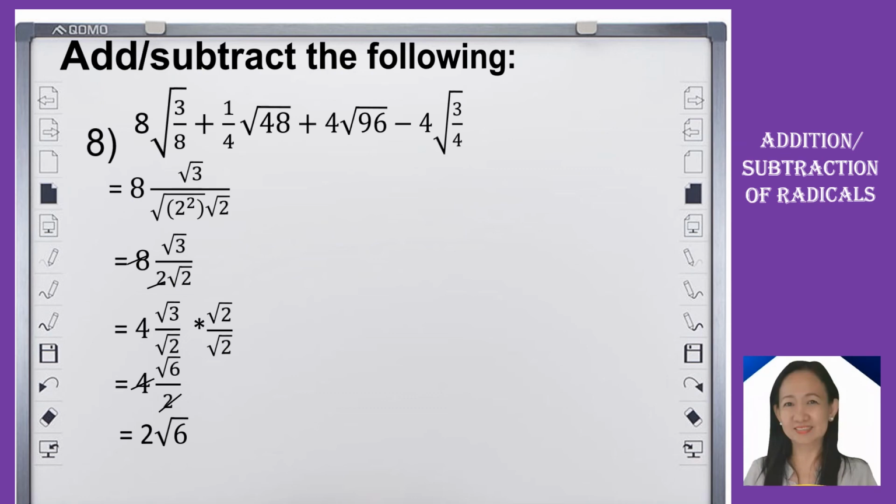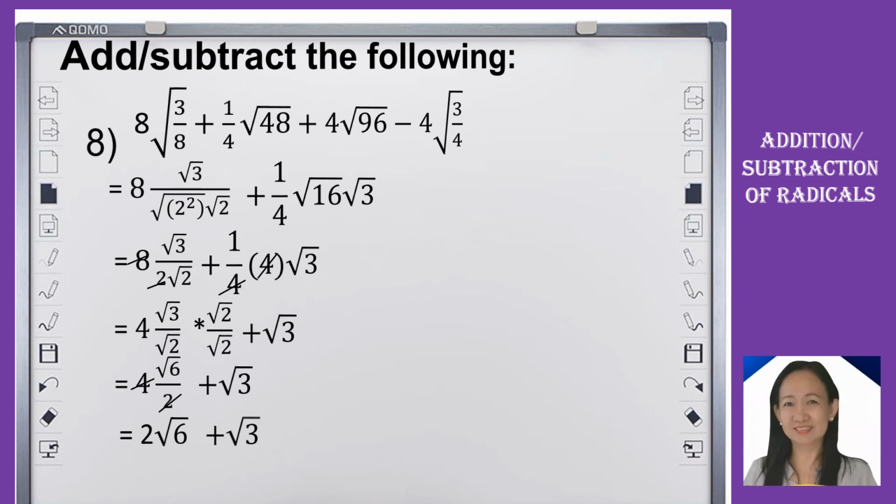Now let us proceed to the next term, which is 1/4 the square root of 48. So we can factor this into 1/4 times the square root of 16 times the square root of 3, where the square root of 16 is 4. So cancel 4 by 4, which is 1, times 1 is also 1. Then times the square root of 3 is the square root of 3. And let us copy the square root of 3 to align with the first term.